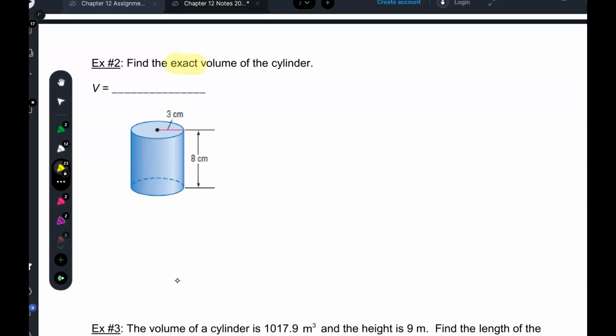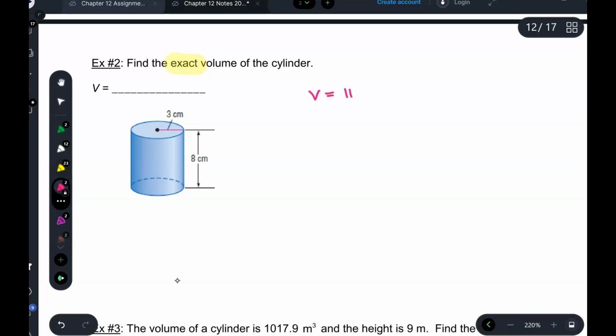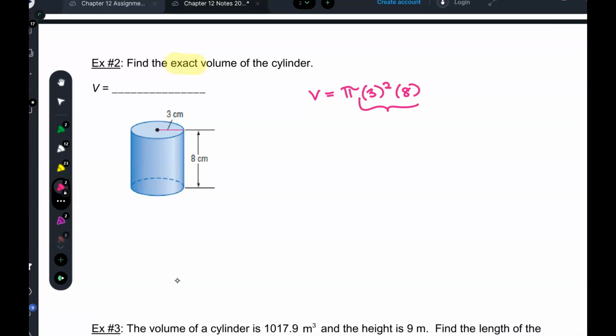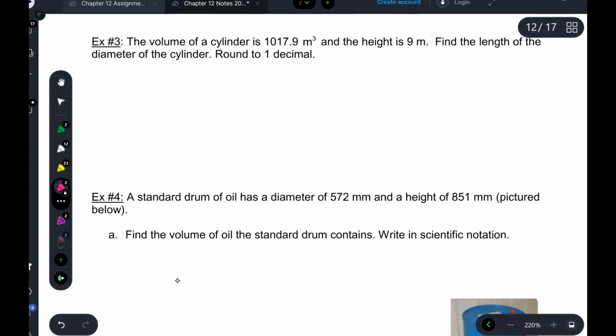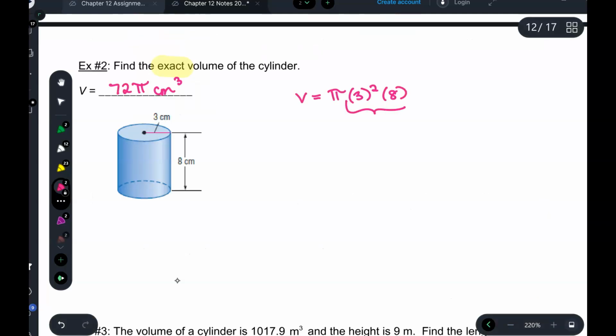Okay, so volume is pi times 3 squared times 8. So we're just going to multiply 3 squared times 8. We should be able to do that with that calculator, though. 9 times 8 is 72. So it's going to be 72 pi cubic centimeters. Good? Easy peasy. Okay. 72 pi.